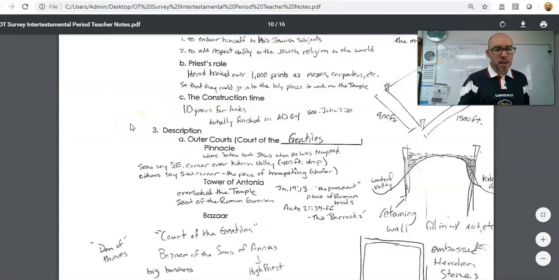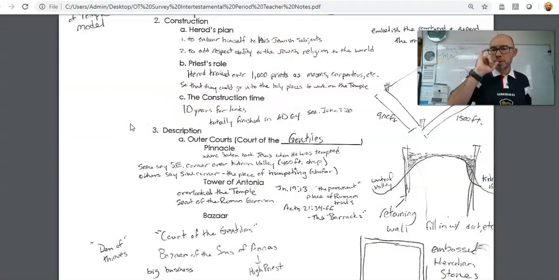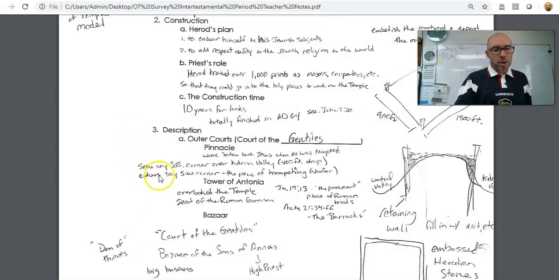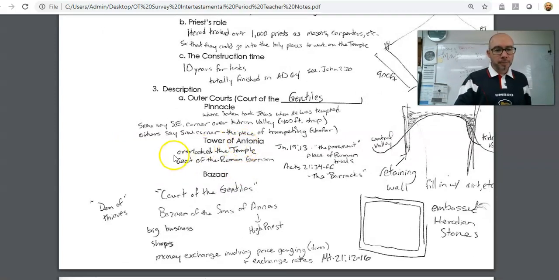Some say it's the other corner, where they would blow the trumpet, the shofar, to call people to worship. The place of announcement would be the pinnacle of the temple. So it could have been either one. It doesn't really matter. The fact is that Jesus was being tempted to pitch himself off there and the angels would catch him.